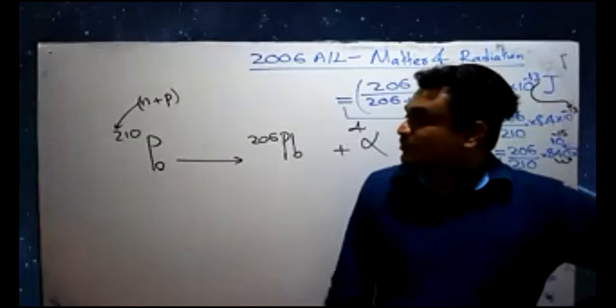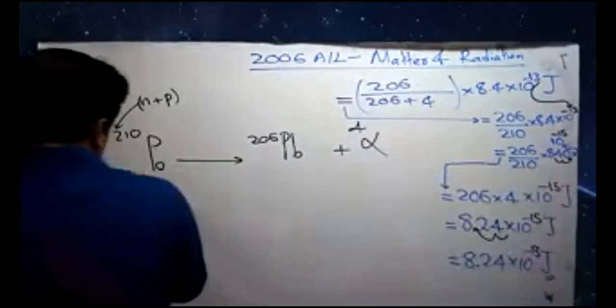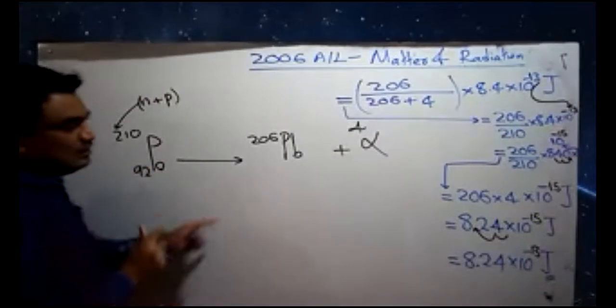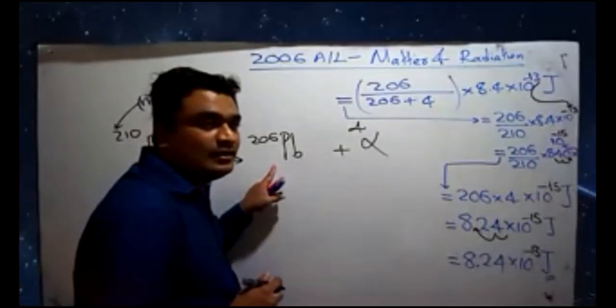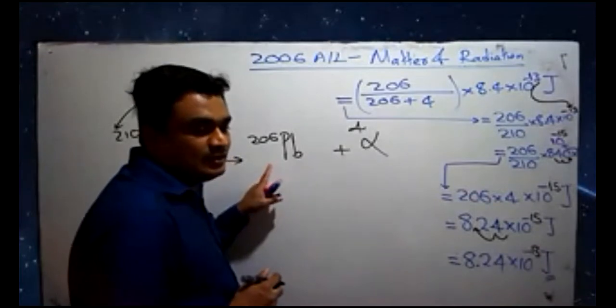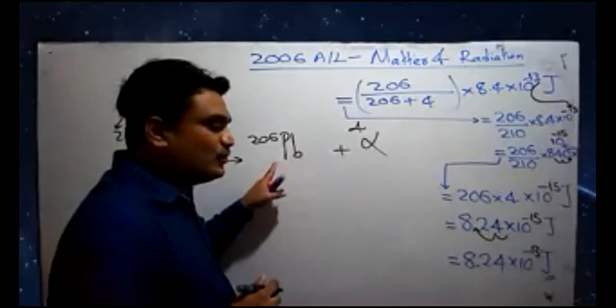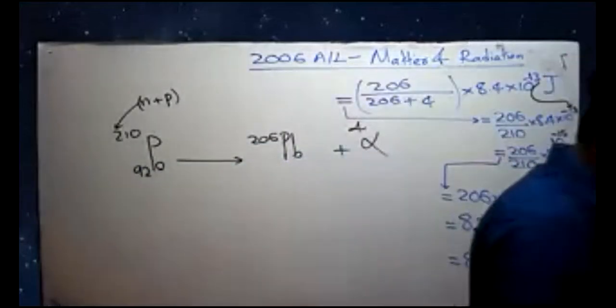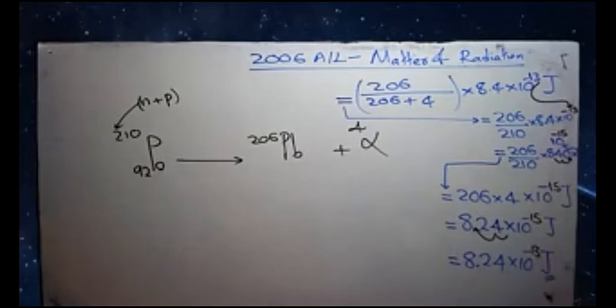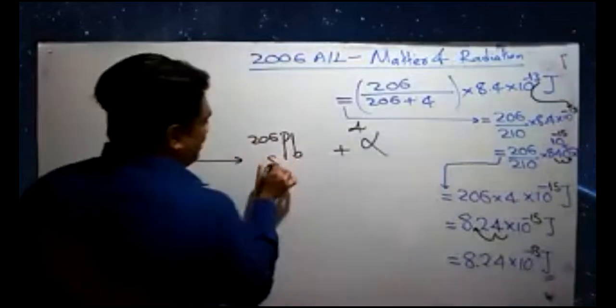Polonium is 84. The atomic number is 84, sir. Lead. So it means you have not written the notes. You have not written notes, that's why you can't tell me those numbers. Sir, 84. Lead. Is lead 84? 82, sir. 82. Then alpha?